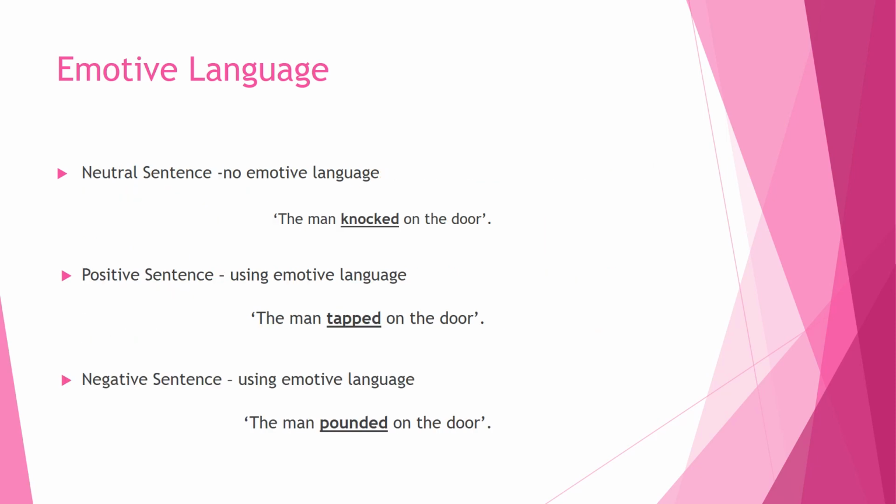Let's have a look at this. Our neutral sentence, which has no emotive language: the man knocked on the door. Just a statement, he knocked on the door. If we want to turn that to a positive sentence with emotive language, we could say the man tapped on the door. When you think about someone tapping on a door, it's quite gentle and it's quite nice. So that leaves you with a positive feeling.